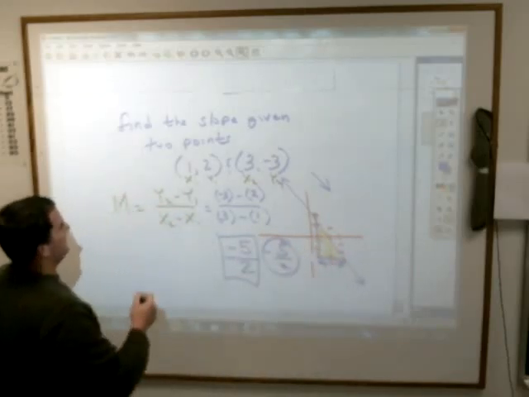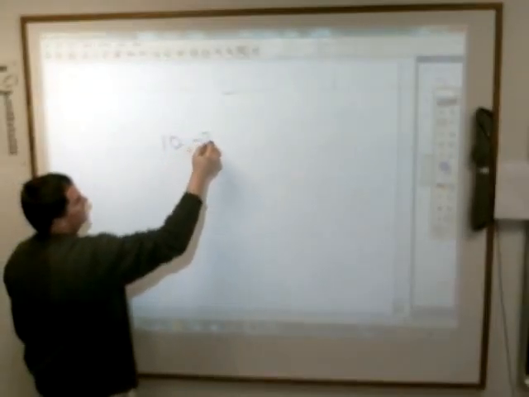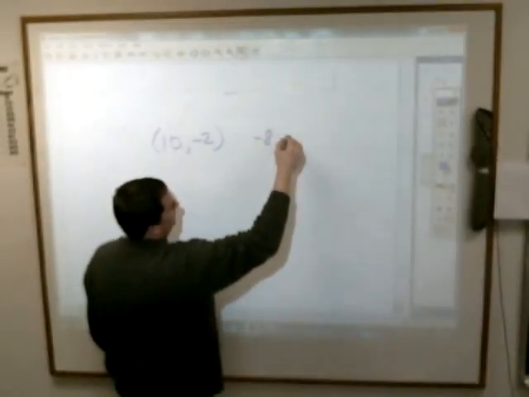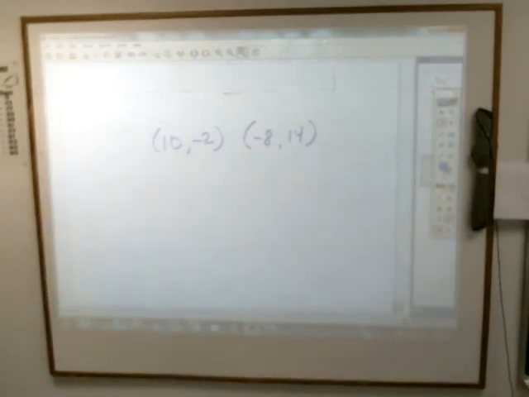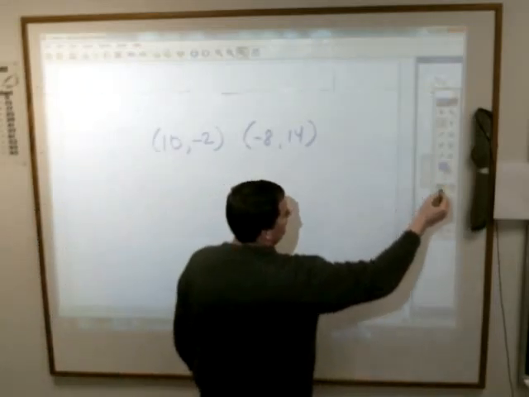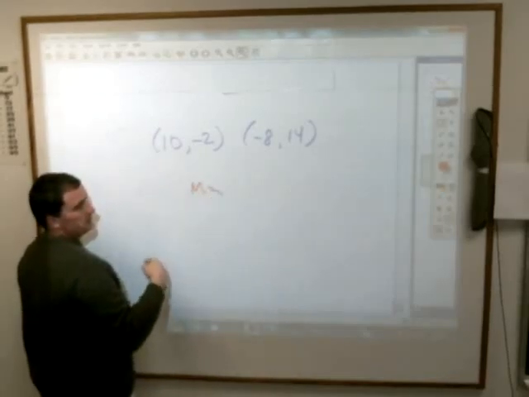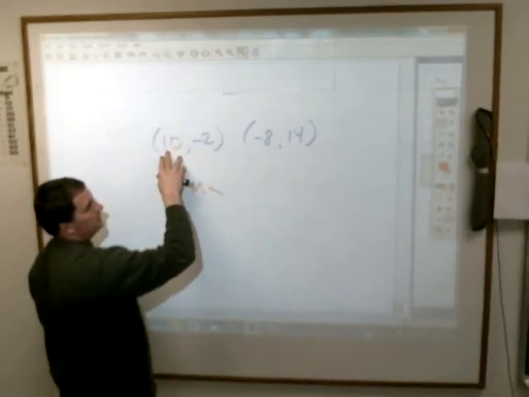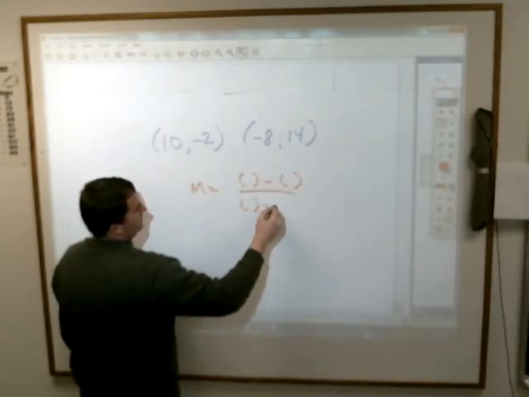Especially if you were to get to a point where we had something like 10 comma negative 2 and negative 8 comma 14. If I asked you to give the slope of that, by the time you got a piece of paper and did all that, it's a pretty simple little process. Again, slope equals, and it doesn't matter as long as you keep them consistent. I'll switch it around. I'll make this the 2's. It's y2 minus y1 over x2 minus x1.